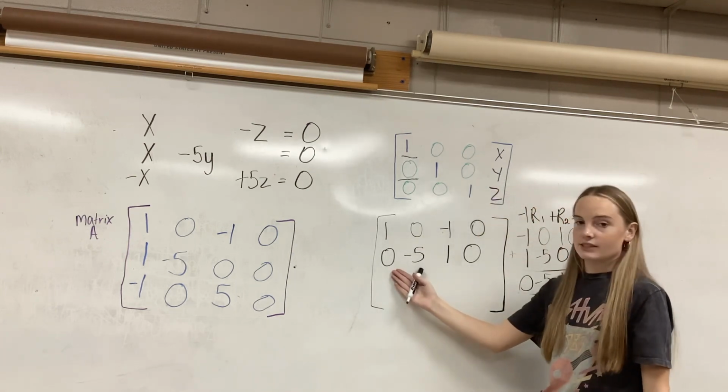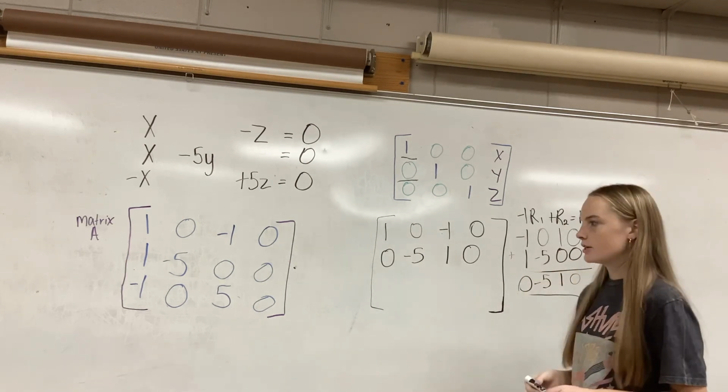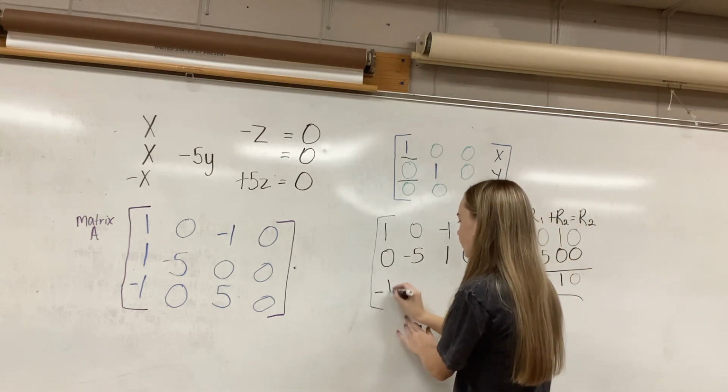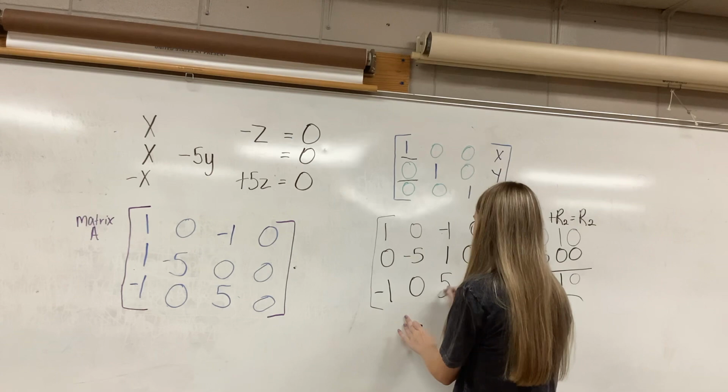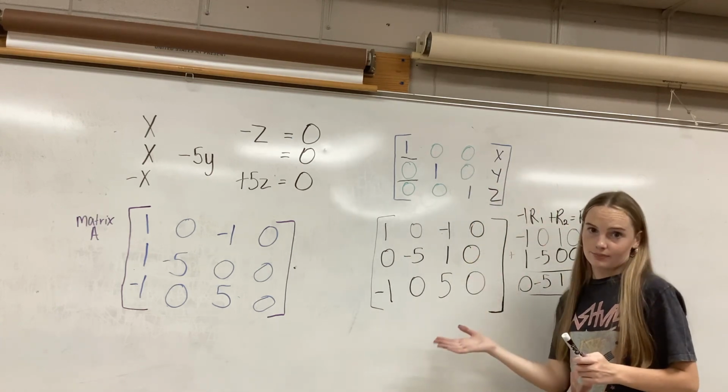Now you see we have a 0 in that spot. Since we didn't use row 3 at all in that equation, it's just going to stay the same and go right back in its spot. So it's going to be -1, 0, 5, 0. So this is going to be our new matrix for now.